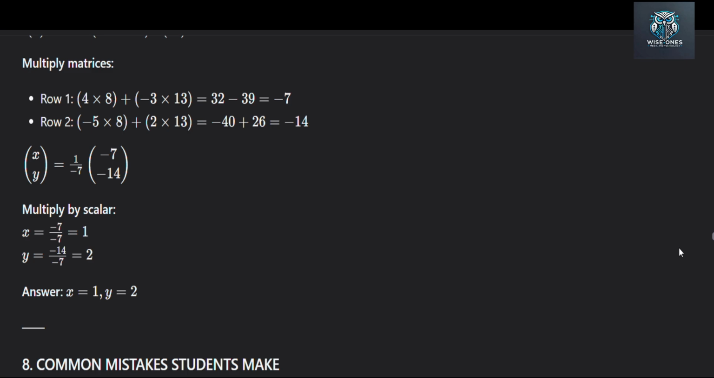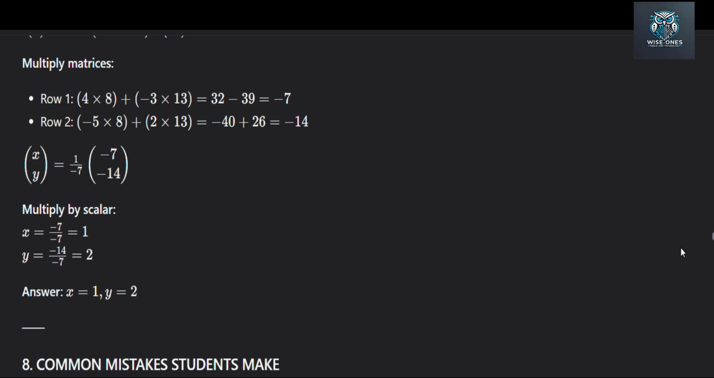Row 2, negative 5 times 8 plus 2 times 13. Negative 5 times 8 is negative 40. 2 times 13 is 26. Negative 40 plus 26 is negative 14. So we have 1 over negative 7 times the column vector negative 7, negative 14. Now multiply by the scalar 1 over negative 7.